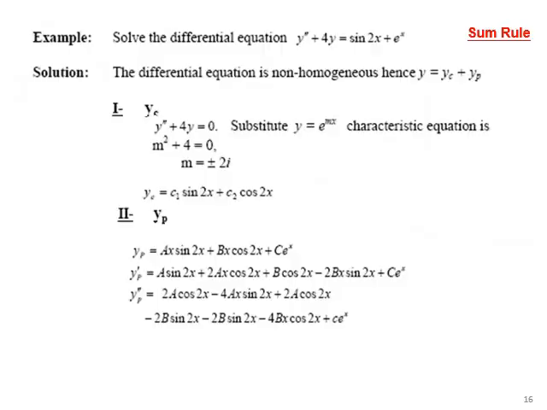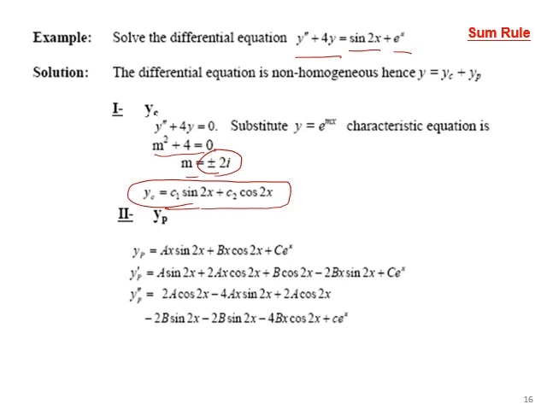Now, for the sum rule, sometimes the right hand side is two different functions. As an example, sine and exponential. For homogeneous, we know what to do. m squared plus 4. I got the roots. It's found to be complex. Then alpha is not available, it is 0, so exponential 0 is 1. So I wrote here the complementary solution.